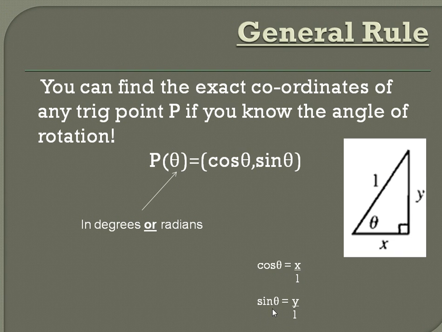Ideally, the same thing would happen with sine, and it does. So sine theta is equal to y divided by 1. And because it's being divided by 1, we can just forget about that, and we can say sine theta is equal to y. So all I did is I substituted the value of x and y in my coordinates with cos of theta and sine of theta.